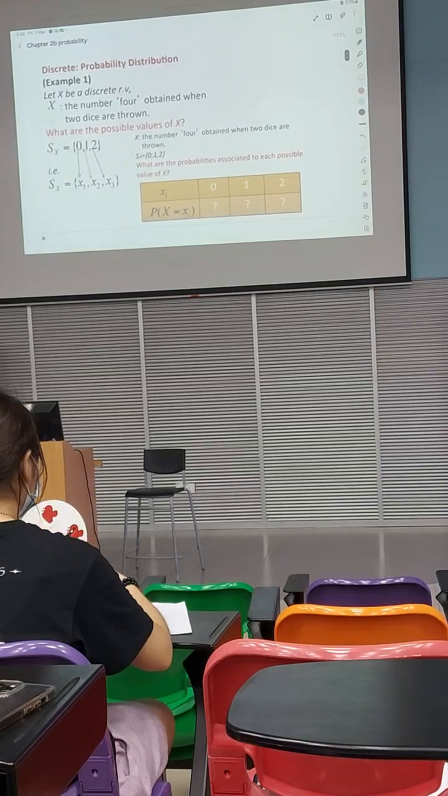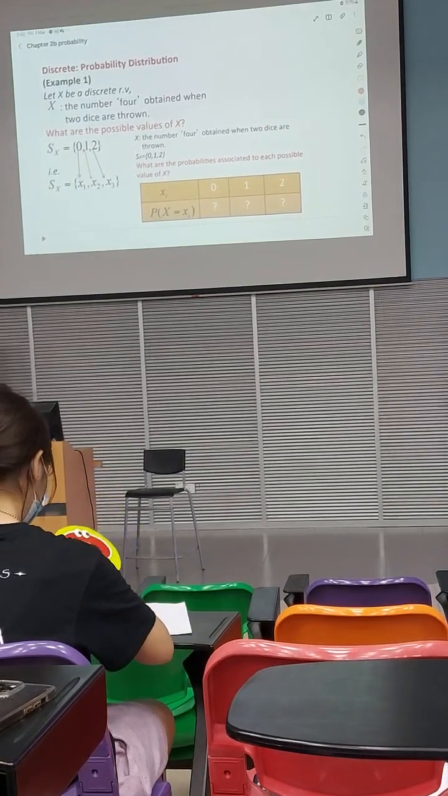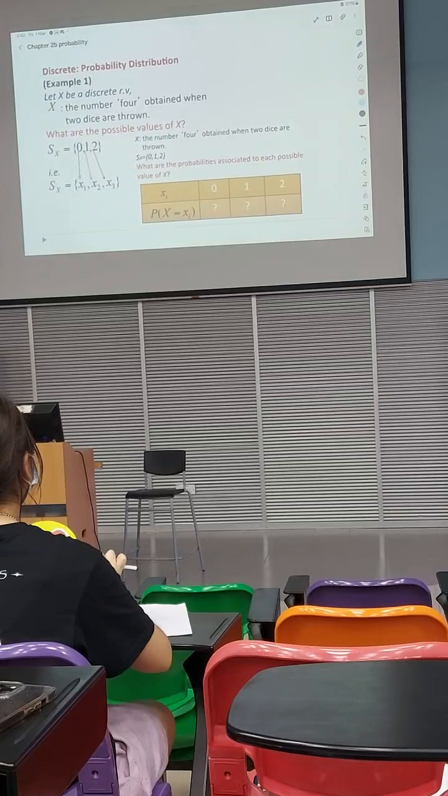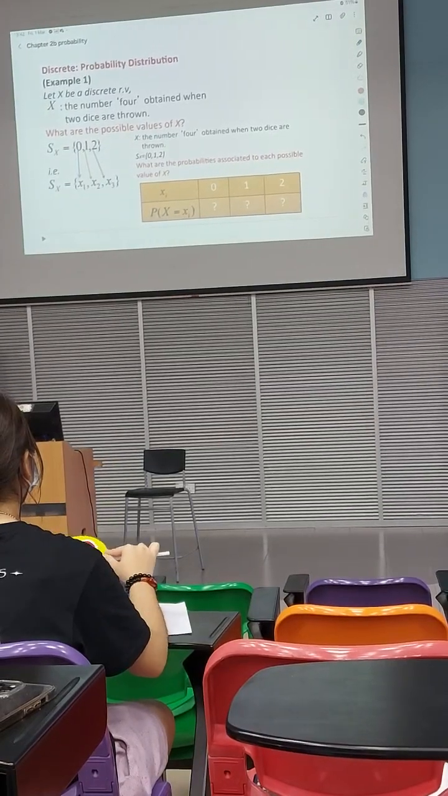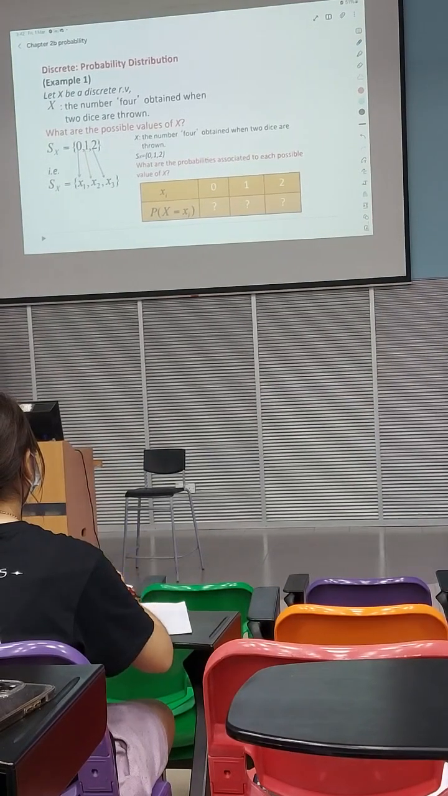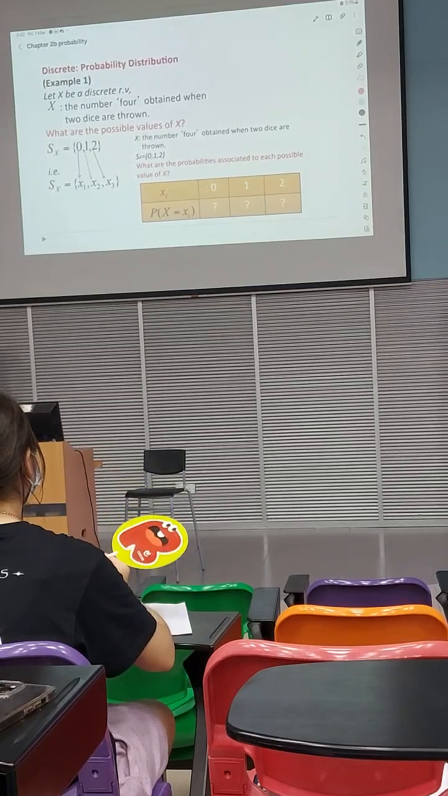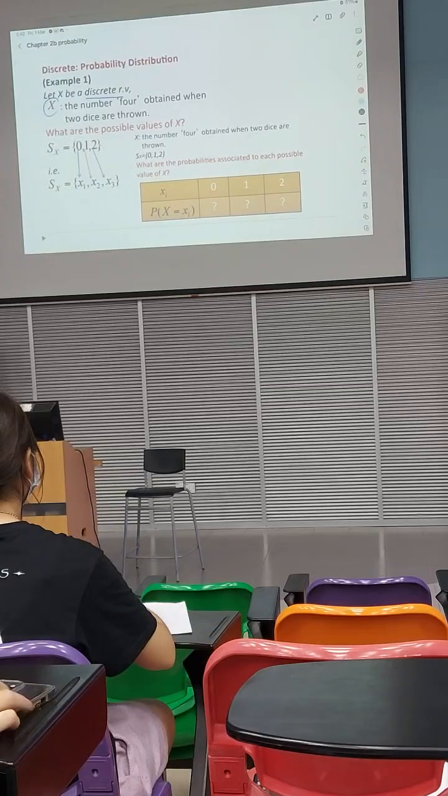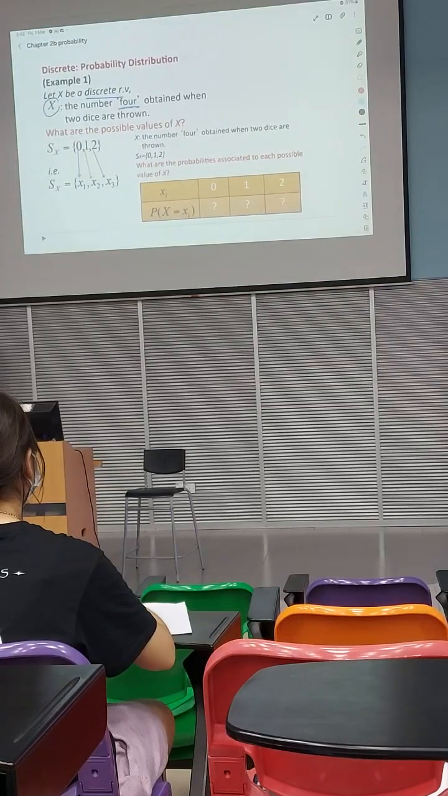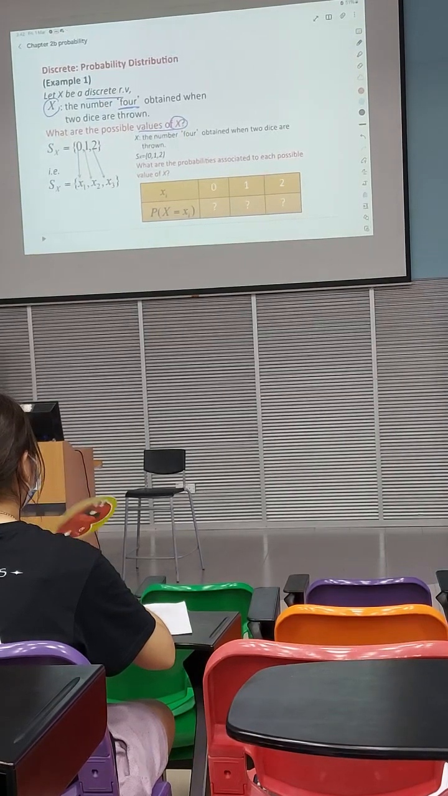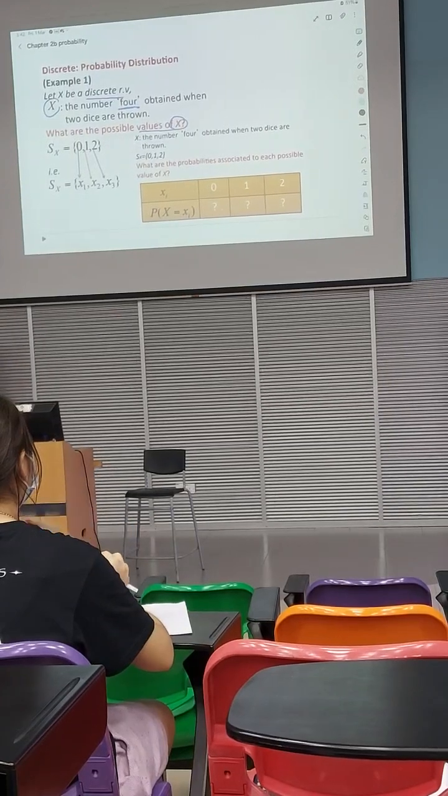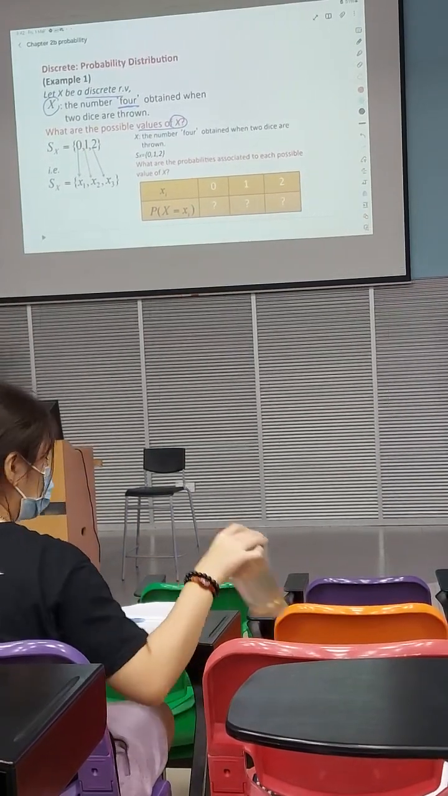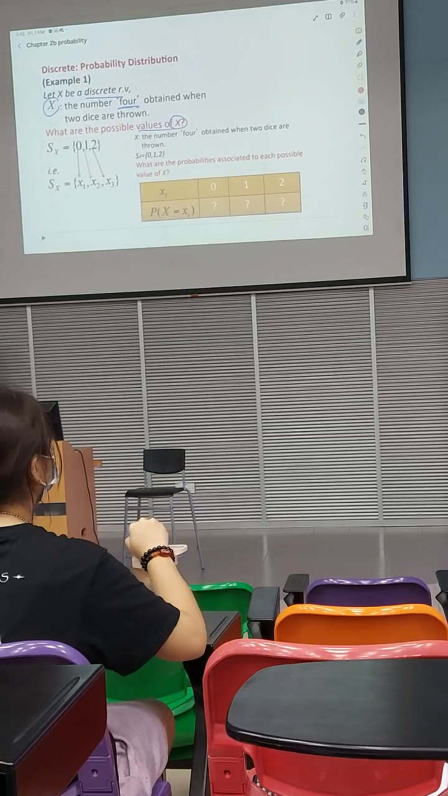Okay, back to this example. We want to develop the probability distribution. For this experiment, let X be a discrete random variable. X indicates the number of 4s that you obtain when 2 dice are thrown. So what are the possible values of X?